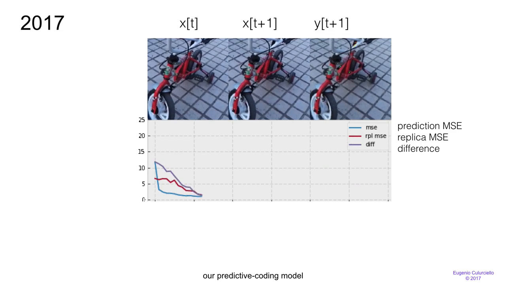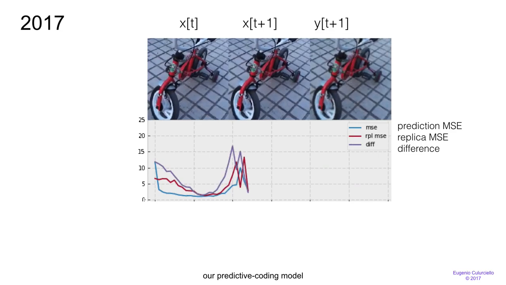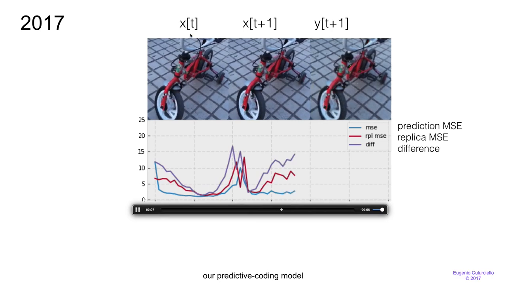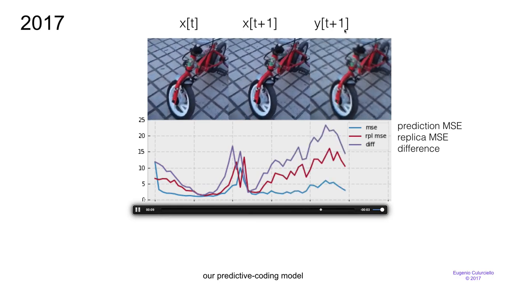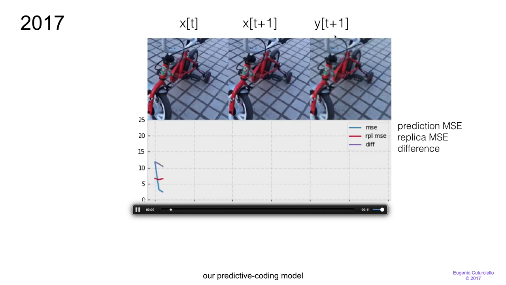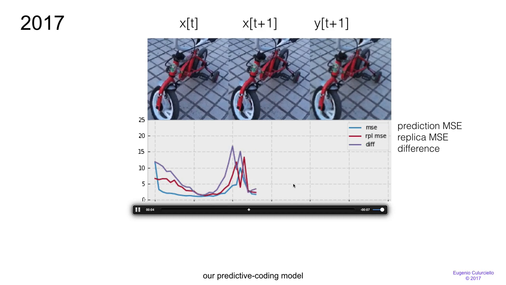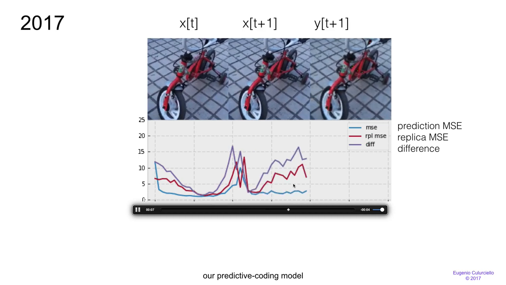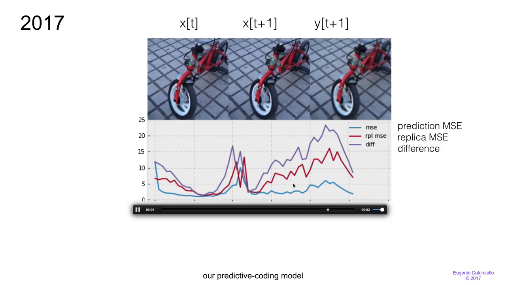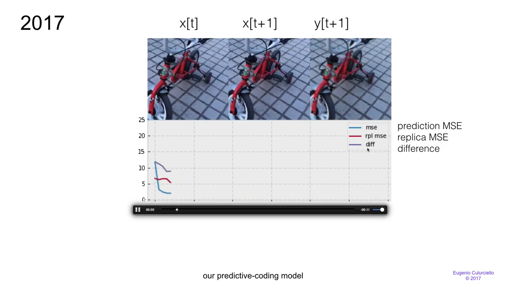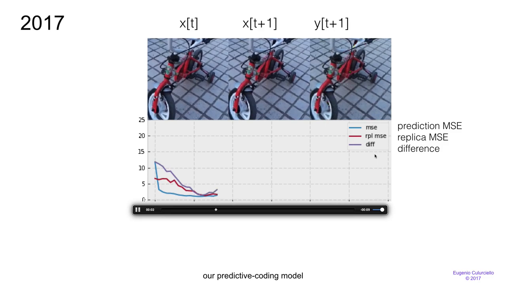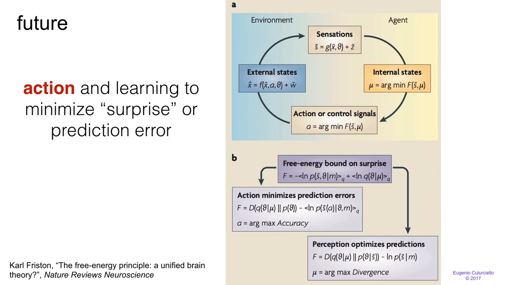And so this is from some data that Alfredo showed you, where here you have x of t, this is x of t plus 1, and this is what the neural network predicts to be x of t plus 1, right? And here we show that actually the neural network really learned to predict the next frame as opposed to copy the current frame, by giving a smaller error in the prediction than in the current frame. So the future is also about learning from others, not just predicting the future, but learning.